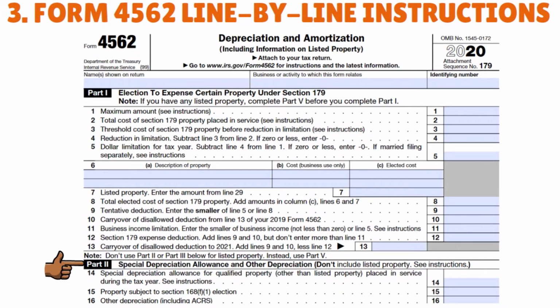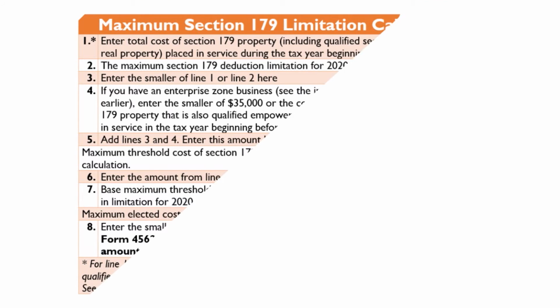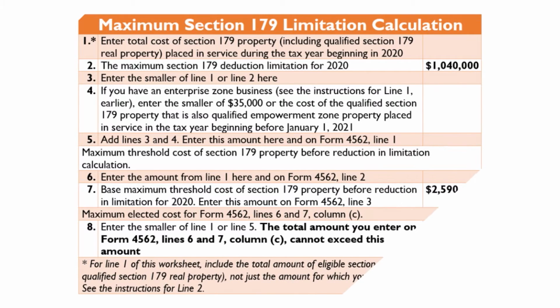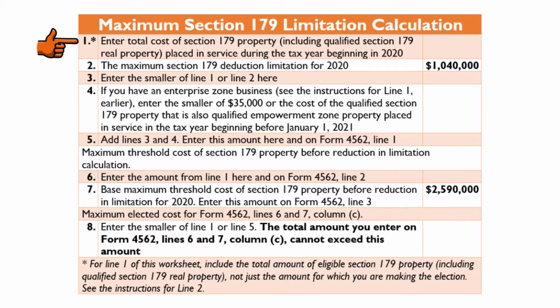What I want to see here is very important, and I want to show you something on the screen for lines 1, 2, 3. We're showing it right now on the screen. There is a maximum section 179 limitation calculation. So we have a table here you can see. This is the limitation calculation, from 1 all the way through 8. And for line 1 of this worksheet, you need to enter the total amount of eligible section 179 property, including qualified section 179 real property, not just the amount for which you are making the election, because this is very important.